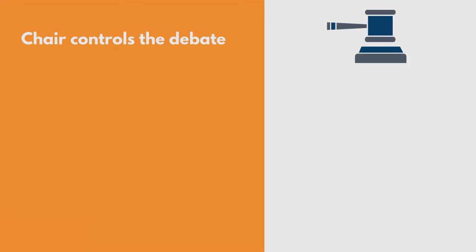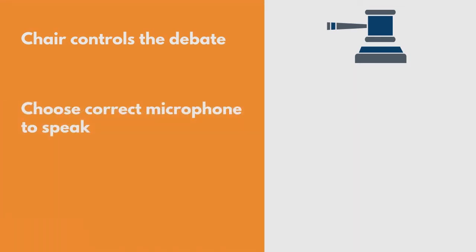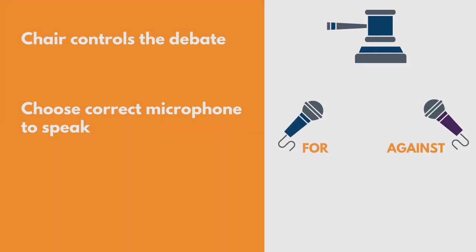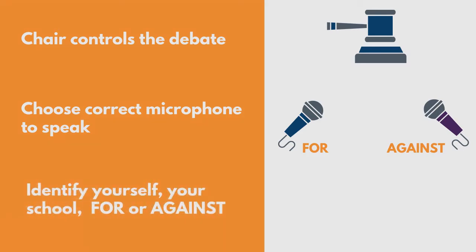At all times, the chair will control the debate. If you choose to speak during the debate, use the correct microphone. There are 2 microphones at the rear of the room that are clearly labelled for and against. When speaking, the first thing to do is identify yourself and the P&C you represent. Then let the conference know if you are speaking for or against the motion.